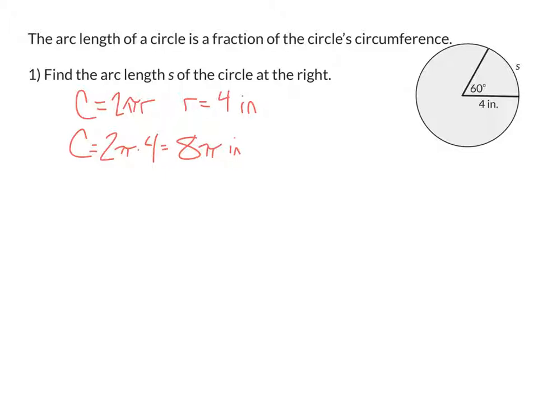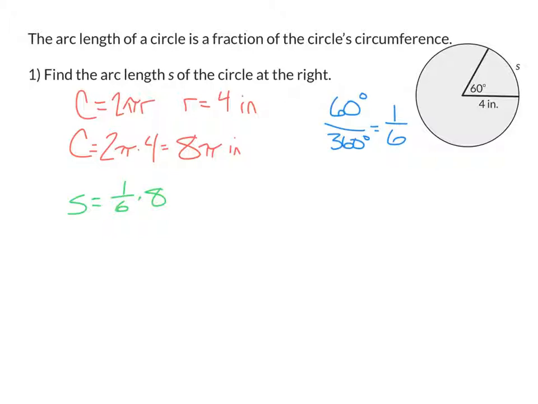The next thing we want to determine is what fraction of the circle we have. Now, the arc length S in question here is being made up of an arc with a measure of 60 degrees. We also know that a circle has a full measure of 360 degrees. So this is 60 of 360, so I put that in a fraction, and if I simplify this, it becomes 1 out of 6.